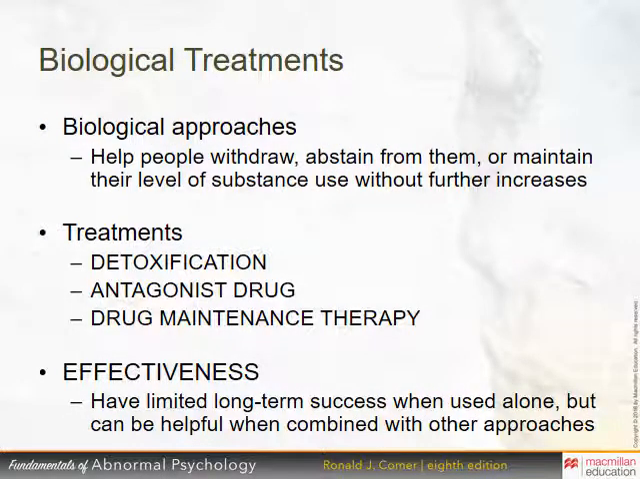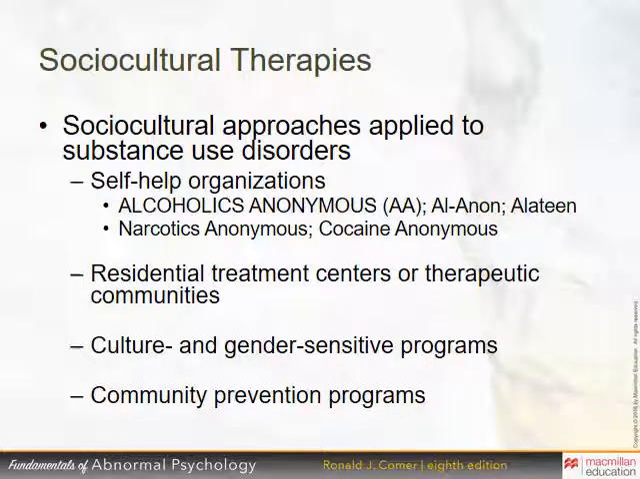Biological approaches help people withdraw, abstain from, or maintain their level of use. Treatments include detoxification, antagonist drugs, drug maintenance therapies. They have limited long-term success when used alone, but it can be helpful when combined with other approaches. Sociocultural therapies include self-help organizations. So as I said earlier, AA and NA are very common. Sometimes residential treatment centers or therapeutic communities have been used, and they can be very successful. Culture and gender-sensitive programs also exist, and community prevention programs.